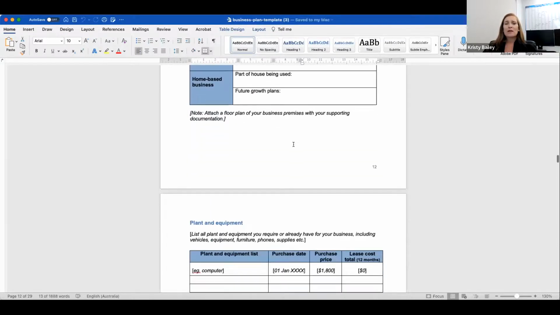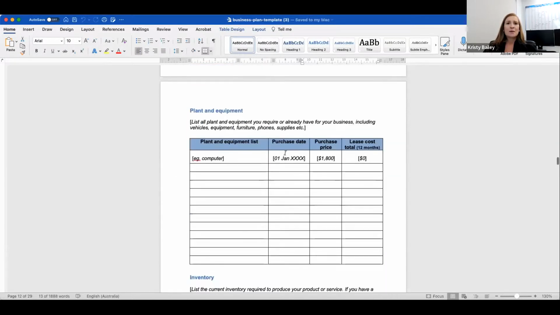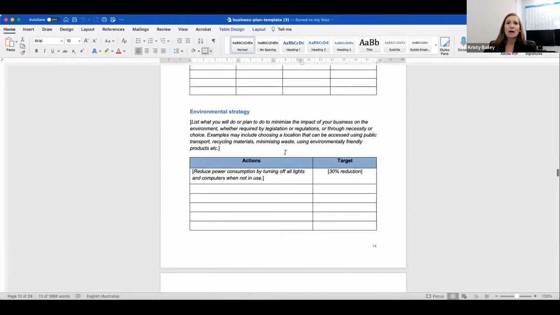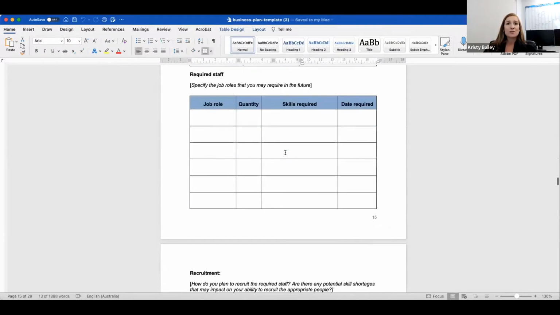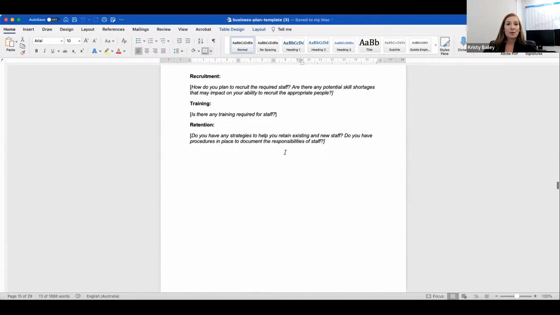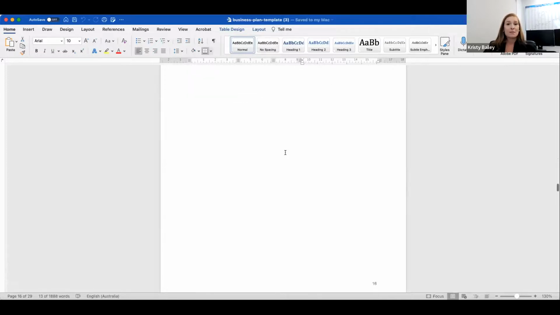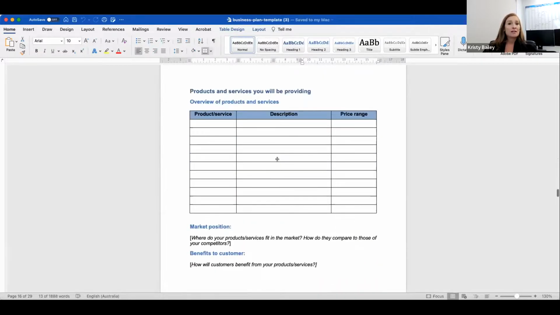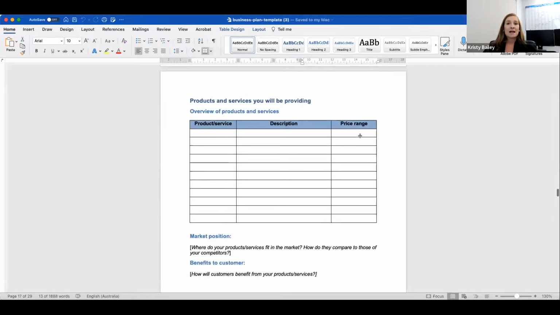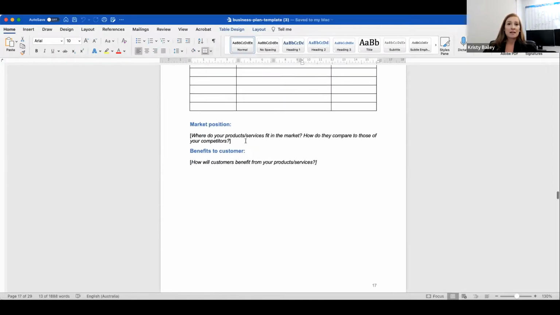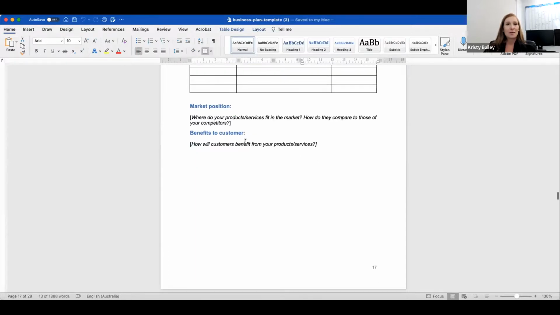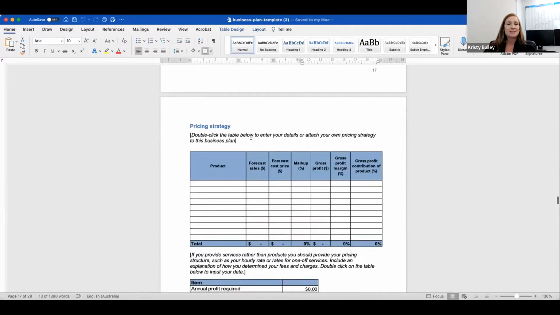Operationally, this stuff will all be very much relevant to who you are as a business, your plant and equipment, inventory, suppliers, environmental strategy, human resources. All of this stuff is very, very important, but very specific to individual businesses. Some it may be relevant to you, some it may not. Your products and services will be outlined here, including what they are, the description and the price range. Your market position. Now, after you've done research, you'll know how your products and services fit in the market and how they compare to competitors and what your benefits to customers are.